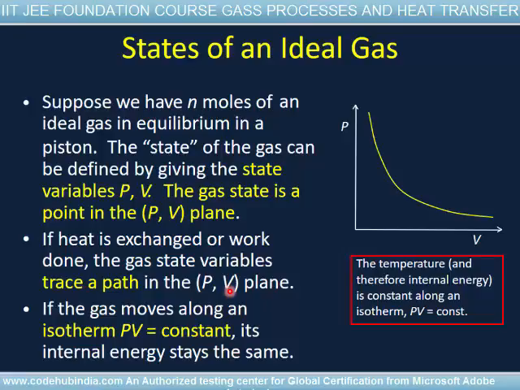If heat is exchanged or work is done, the gas state variables trace a path on the PV plane, here isothermal. The two variables are P and V on the plane, with P on the y-axis and V on the x-axis.